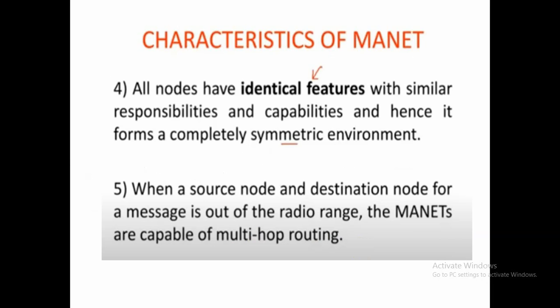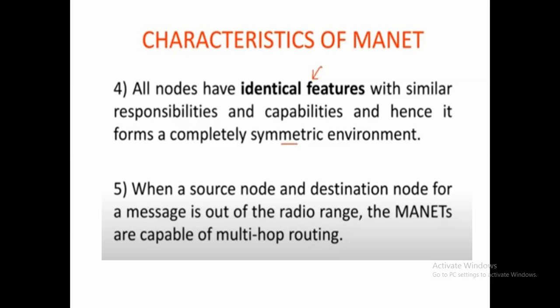There is one more thing, which is energy constraint. Then all nodes have identical features. They have the same characteristics, with similar responsibilities as well as capabilities, and they are supposed to do what they are capable of doing. They all have a somewhat identical nature. That is why we get a completely symmetric environment.